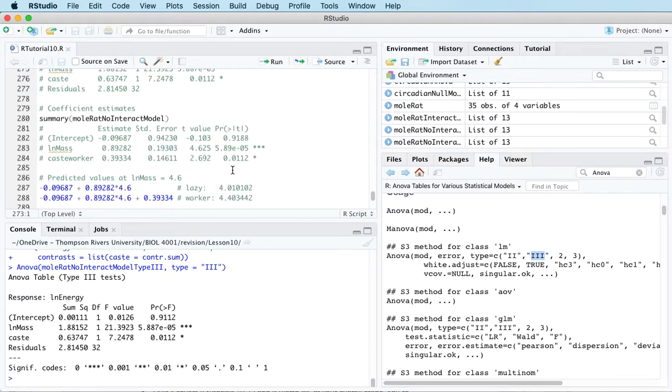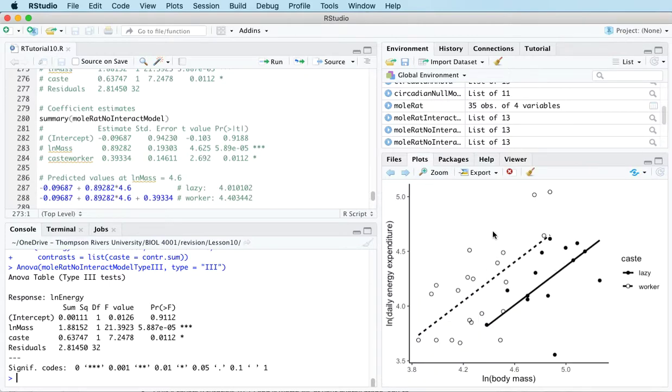Okay, that brings us to the final part of the video where we can make some predictions. So we're making predictions for this no interaction model, and for the sake of argument, let's predict the values for a log mass of 4.6. What we should be getting is a predicted log daily energy expenditure of around 4 for lazy mole rats, and if we go up to here for the workers, we'll get about, what is that, 4.4 for the workers. Okay, let's see what we get.